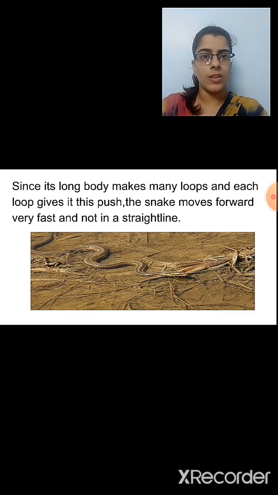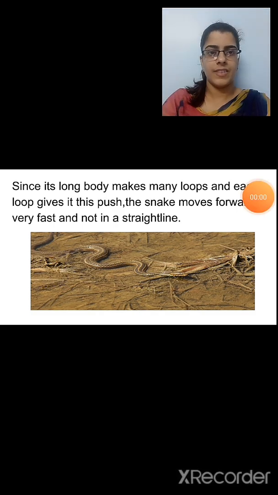So why does the snake not move in a straight line? As the long body of the snake is made up of many loops, and each loop gives the snake a push in the forward direction, the snake moves very fast, and that too not in a straight line, because of the many loops present in the snake's body. This movement of the snake is known as slithering. Snakes slither on the ground.